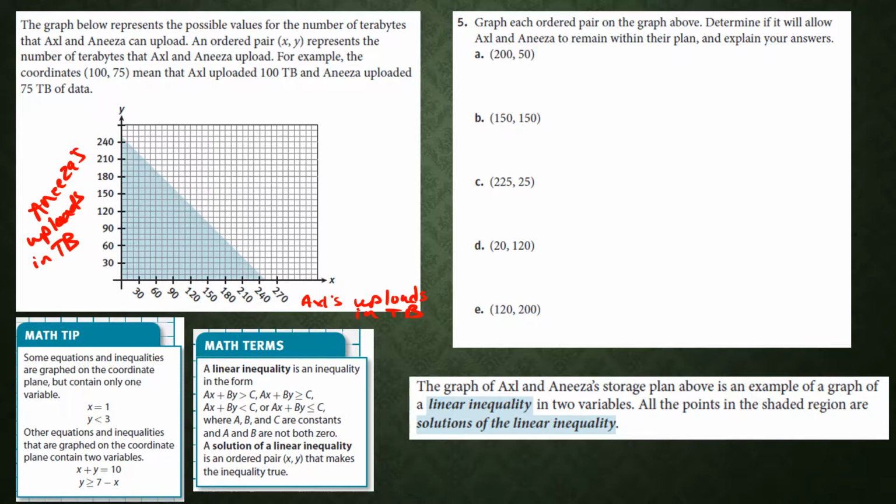Some equations and inequalities are graphed on the coordinate plane but contain only one variable.